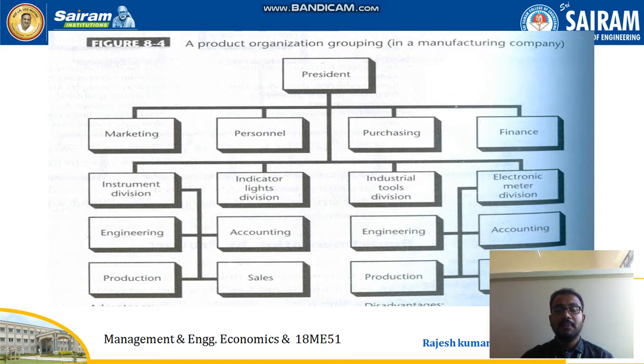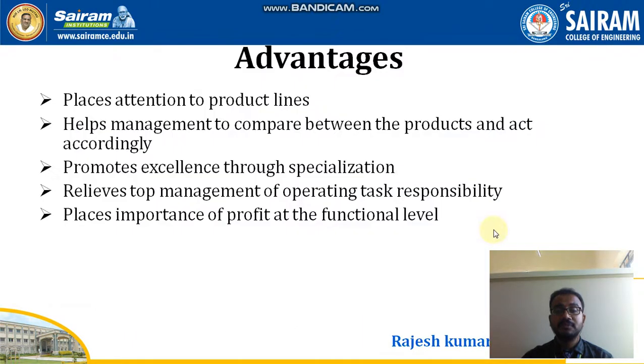makes the important part. Under him, marketing team, personnel team, purchasing team and finance are there. And the president is again divided into instrument division, under this engineering production, indicator lights division, accounting sales, and industrial tool division, engineering production, and again electronic meter division, accounting and sales.